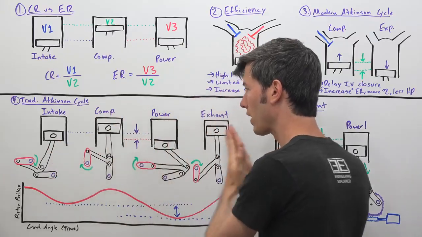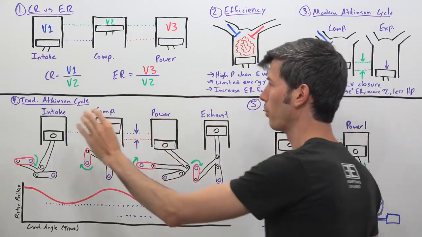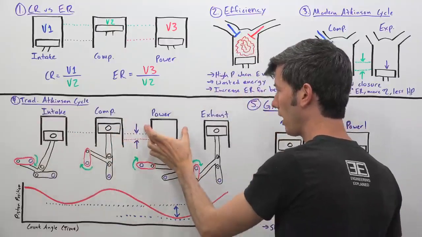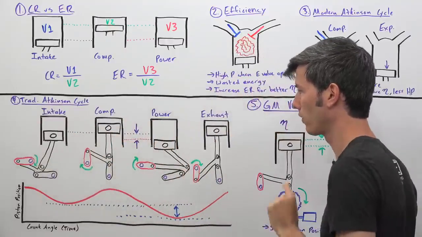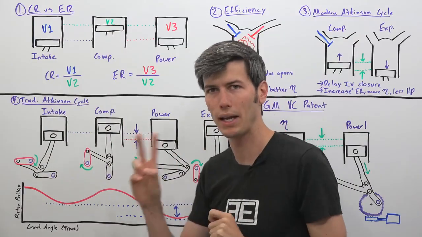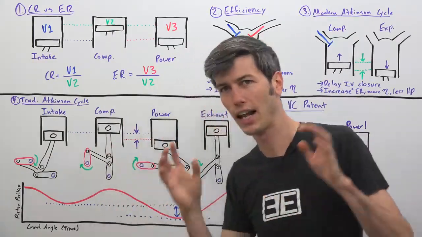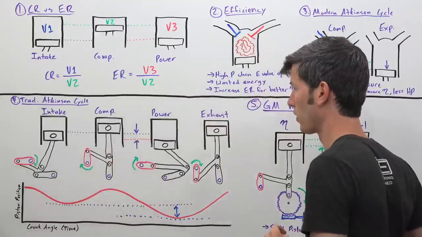So, just looking at it on the surface here very briefly, we have the end of our intake stroke, the end of our compression stroke, the end of our power stroke, and the end of our exhaust stroke. And there's really just 2 main differences between this traditional style Atkinson cycle engine and the engine that you are used to seeing in your car.